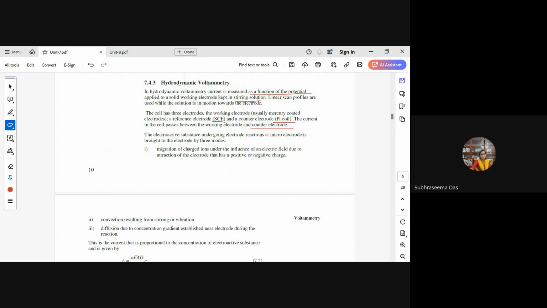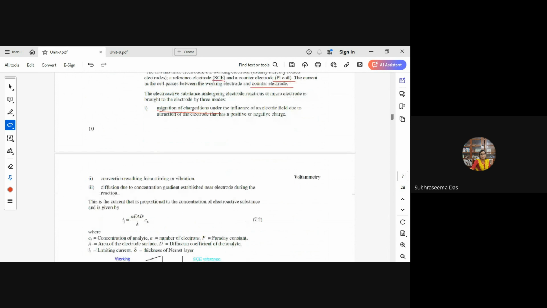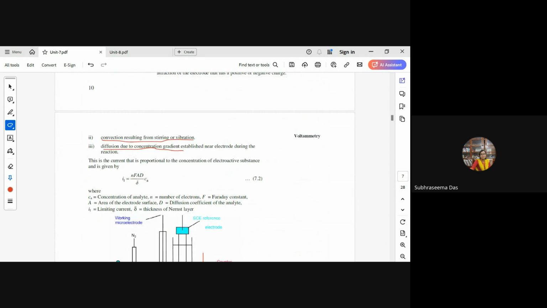The electroactive substances that undergo reactions at the microelectrode are brought to the electrode by three processes: by the migration of the charged ions, by the convection resulting from the stirring motion, and by the diffusion of the ions due to the concentration gradient that establishes near the electrode. So the current is proportional to the concentration of the electroactive substance. It is given by the formula IL is equal to nFAD by delta into Ca.